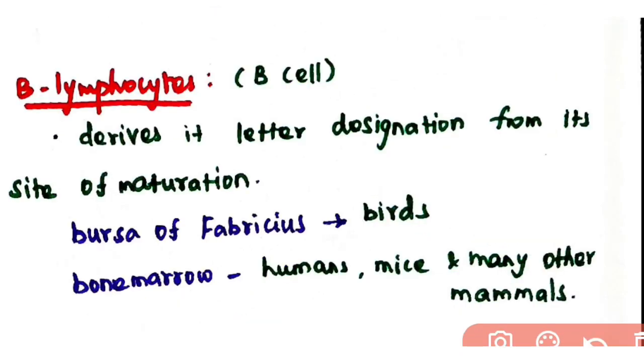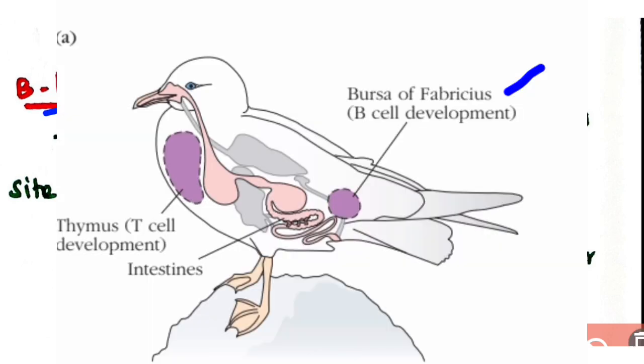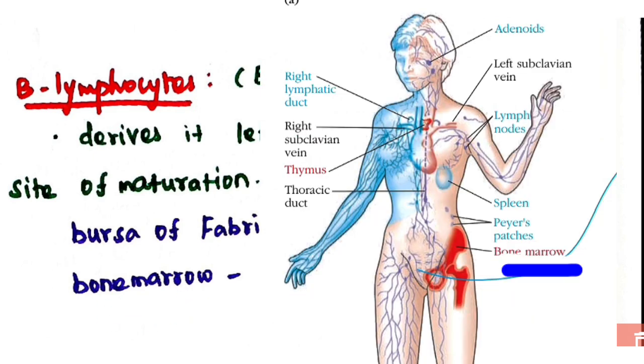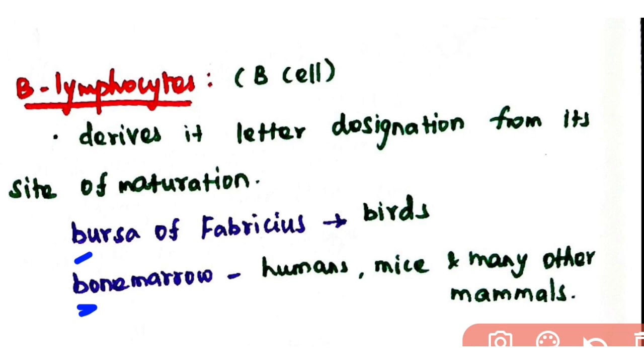First, let's see in detail about B lymphocytes. The B lymphocytes derive their letter designation, B, from their site of maturation. In birds, these B lymphocytes mature in the bursa of Fabricius, and in humans, mice and many other mammals, they mature in the bone marrow. The first letter of bone marrow and bursa of Fabricius denotes the letter B.